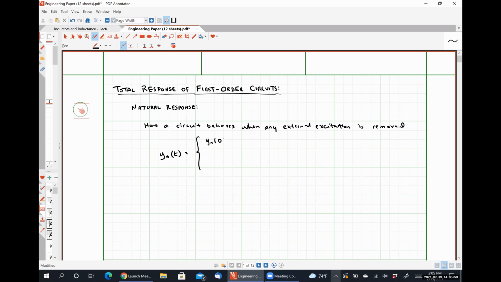Yn at 0 minus for all t less than 0 minus, and Yn at 0 plus e to the minus t over tau, where tau is the time constant that I introduced at the end of our last class, for all t greater than 0 plus, where tau is equal to L over R for RL circuits, and tau is equal to R times C for RC circuits.